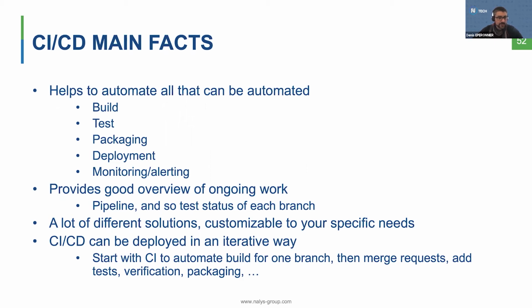Last but not least, you don't have to deploy everything at once. It can be, and it should be, deployed in an iterative way. For example, you can start with a CI system to just build one branch. Then maybe you want to include your merge requests there. You add some tests, some verification, packaging, and so on. The key here is to avoid big bang integration of everything at the same time.